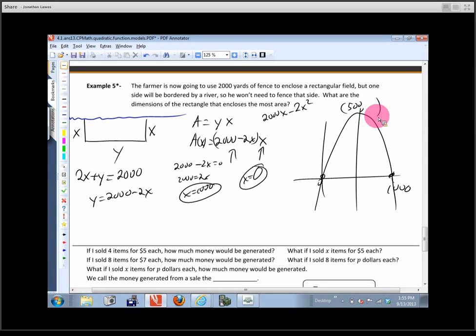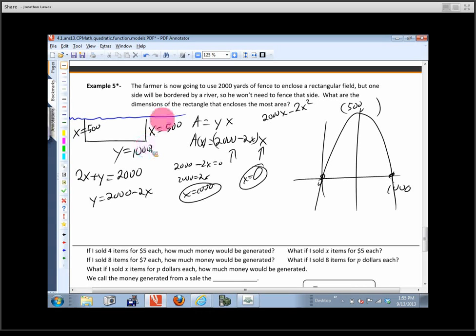Now here's the interesting part about this. The answer in both cases is 500, but that represents this side now. That's 500, and that's 500. What's this one? That one's got to be 1,000. Okay, so is it the same shape as it was before? It's not the same shape as it was before.